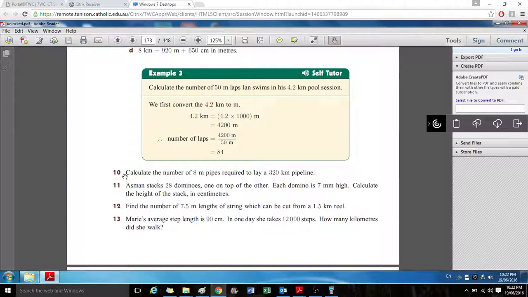Now they might be a little bit tricky, but if you're struggling, what you should do is draw a diagram, because that can help you out a bit. So just read them and have a go at drawing a diagram, see if that helps you.